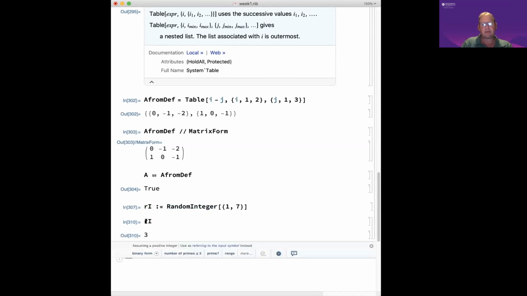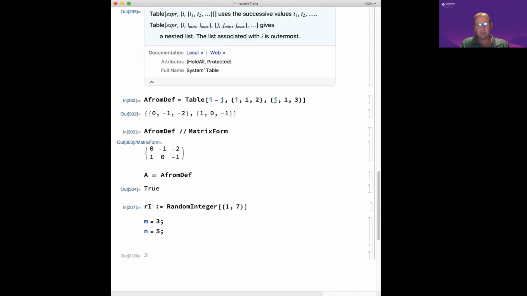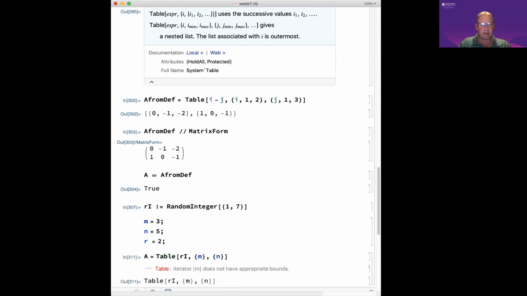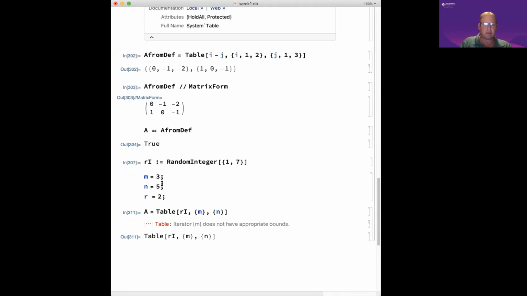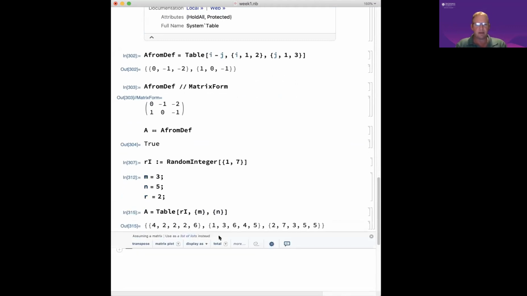I want this just to be able to generate matrices. So let's make the constants: M equals 3, N equals 5, and R equals 2. Let's take the matrix A to be a table of random integers, RI. Mathematica is of course case sensitive, so I need a lowercase r and capital I. If I just put here M and N, it's going to create the matrix. Oh sorry, I didn't run this command, so it doesn't know what M and N are.